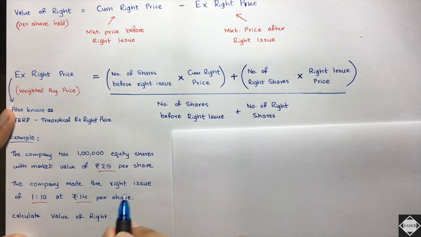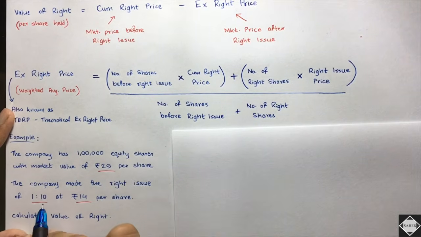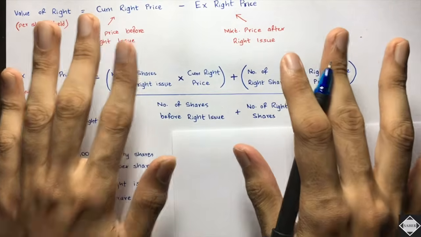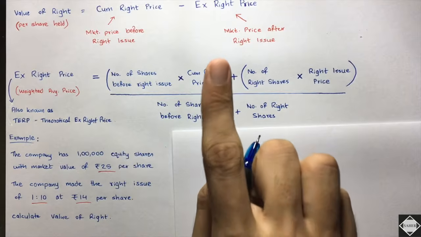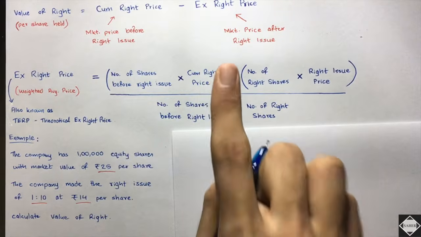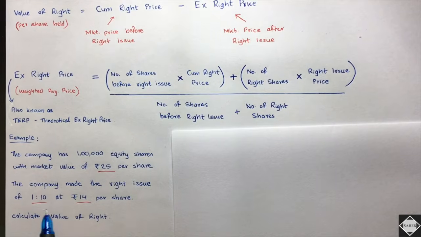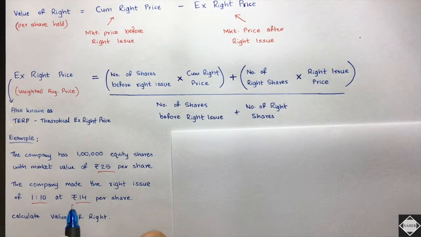The company made the right issue of 1:10. If a shareholder has 10 shares, then he or she will be given a right to purchase one additional share. That is what 1:10 means. Okay, fine. 1:10 at 14 per share, rupees 14 per share.